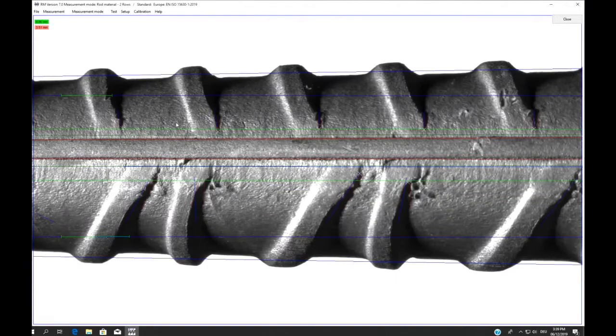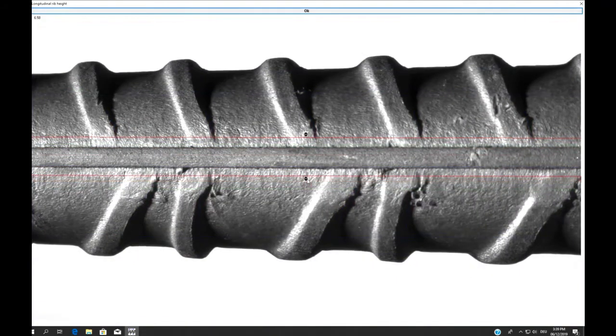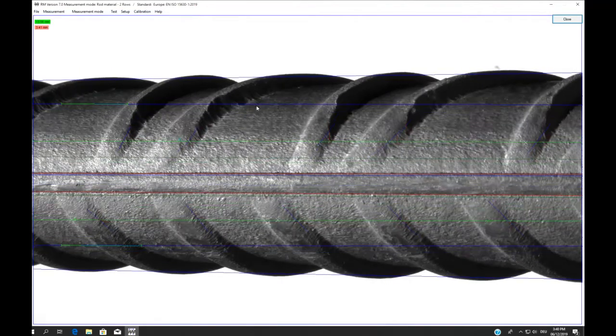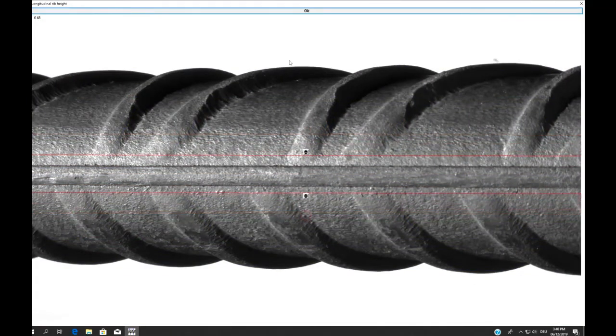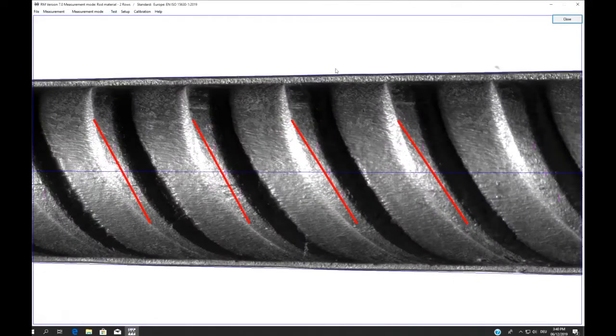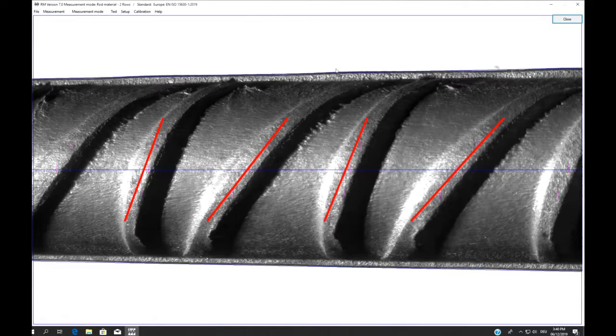Optical measurement with the RM303 rib measurement system has a lot of advantages. The visual representation of the measurement steps ensures high transparency. The measurement delivers precise results that meet all international standards.